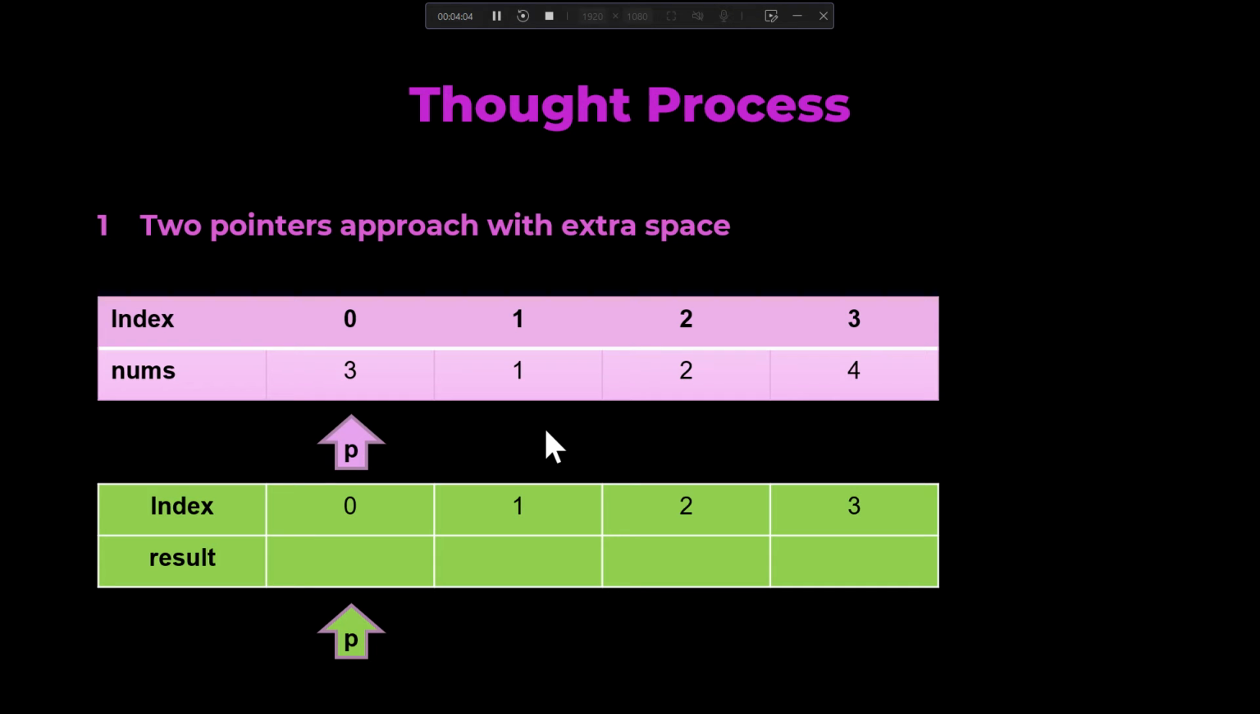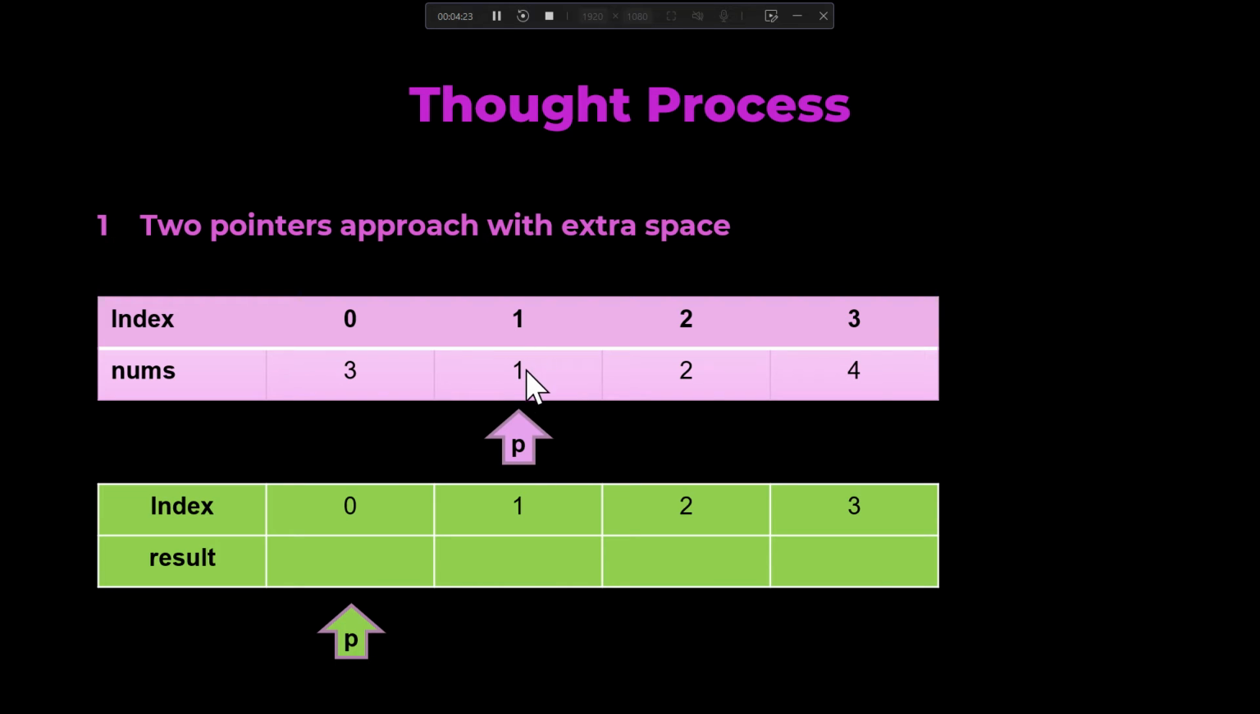First we check 3. 3 is obviously odd. So in this case, we will not increment the green pointer because it is odd. We will only increment the pink pointer.